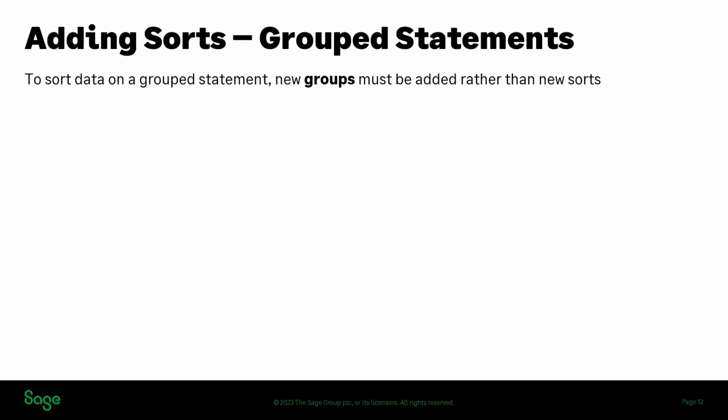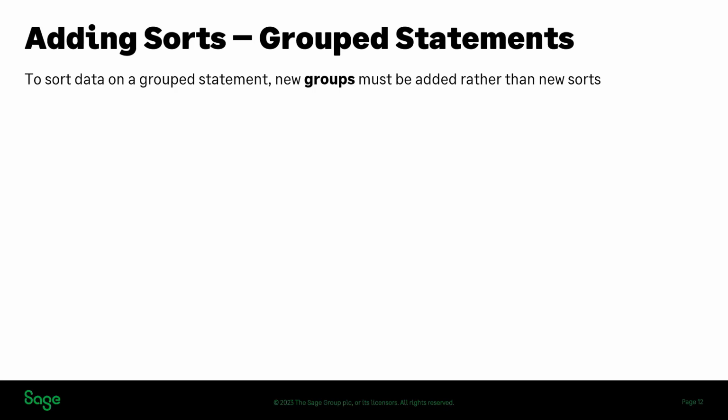So to sort data on a grouped statement, you must add new groups to the layout rather than new sorts. Sorts only work on a report or layout when the details section is visible and in use. So on the grouped statement, I've just shown you that the details section is hidden. So we can't just go into report and sorts to add the sorts like we did with the individual statement.